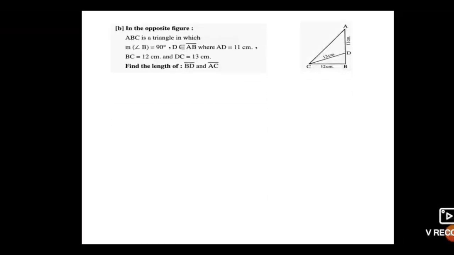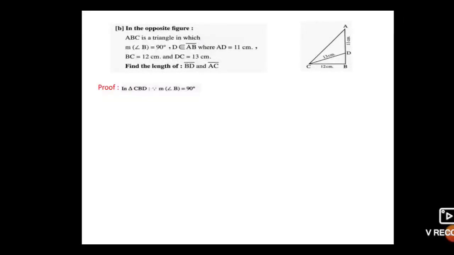You have triangle ABC, measure angle B is 90. D belongs to AB, where AD equals 11, BC equals 12, DC equals 13. Find the length of BD and AC. You have a right angle triangle, so now you can apply the Pythagoras theorem.